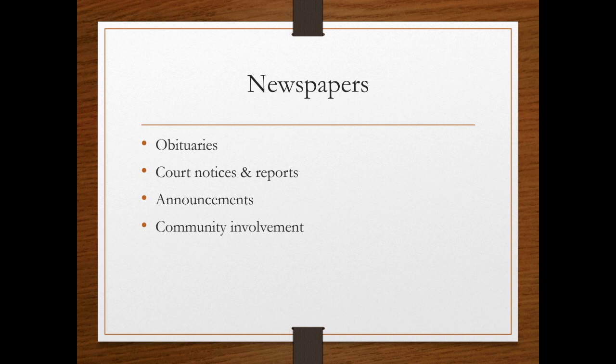Newspapers are pretty helpful. These can have things like obituaries in them. They can also have court notices and reports of court activities. So if somebody is being charged with a crime, they're probably going to be listed in the newspaper. If they're getting a divorce, they might be listed in the newspaper. If they're getting married, they might be listed in the newspaper. So any kind of announcements for things like that are helpful in the newspaper as well.